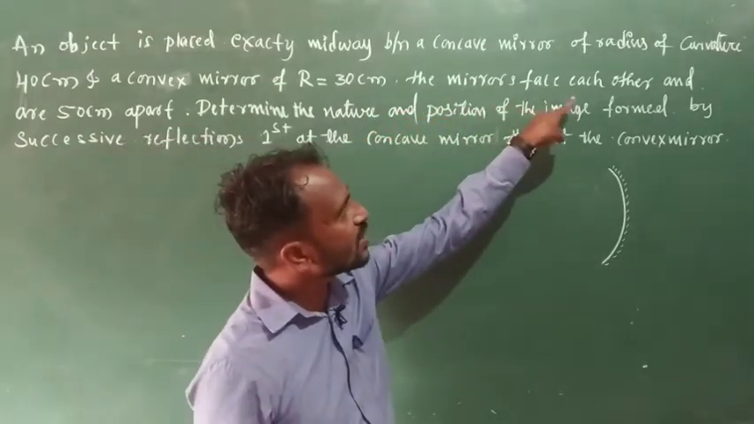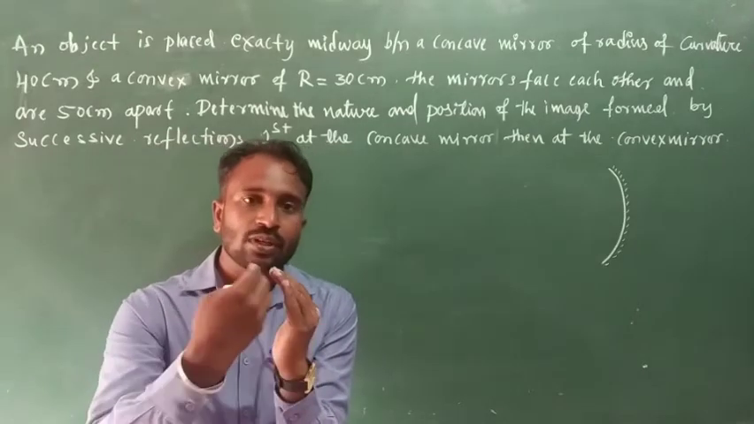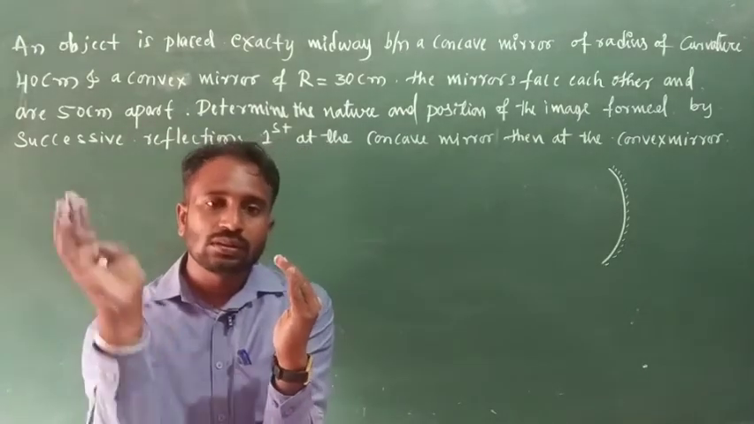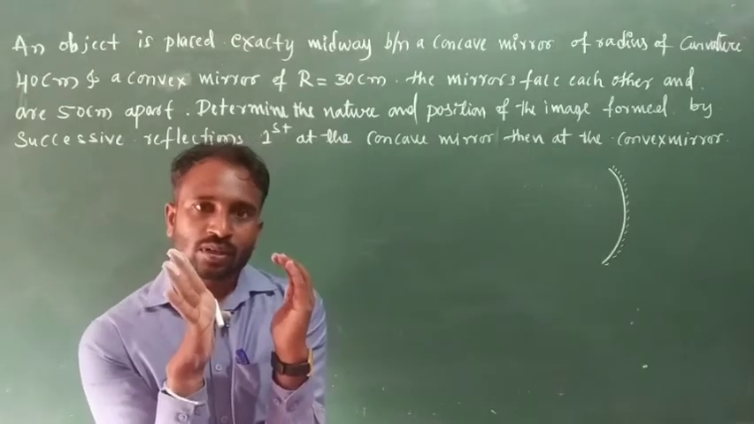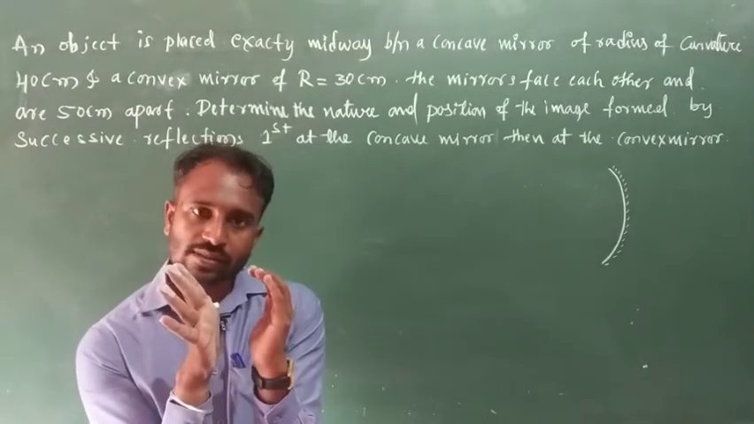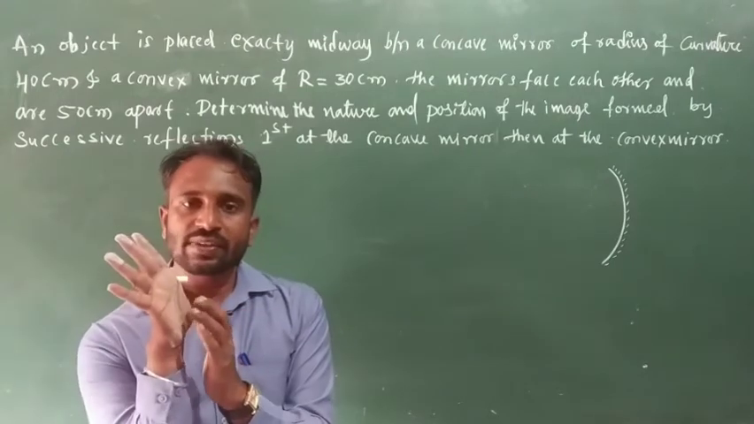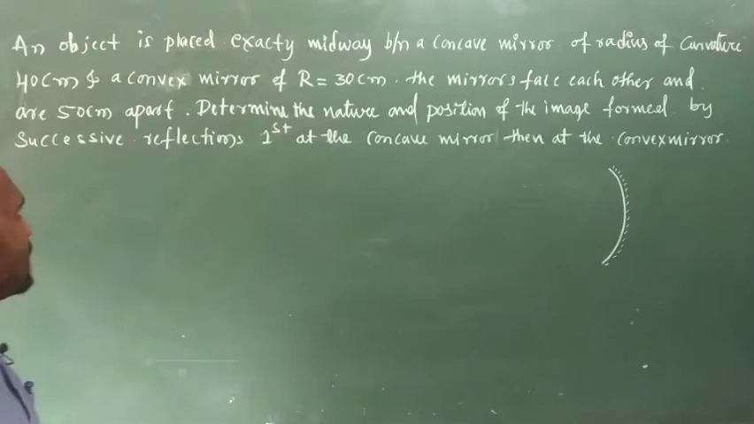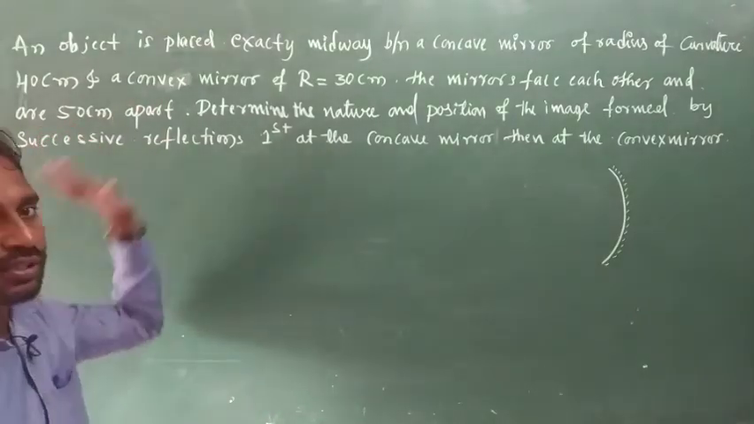So the mirrors face each other. We consider this one a concave mirror and this one a convex mirror. The concave mirror has a radius of curvature of 40 centimeter, and this one is 30 centimeter. And the in-between distance we consider to be 50 centimeter.